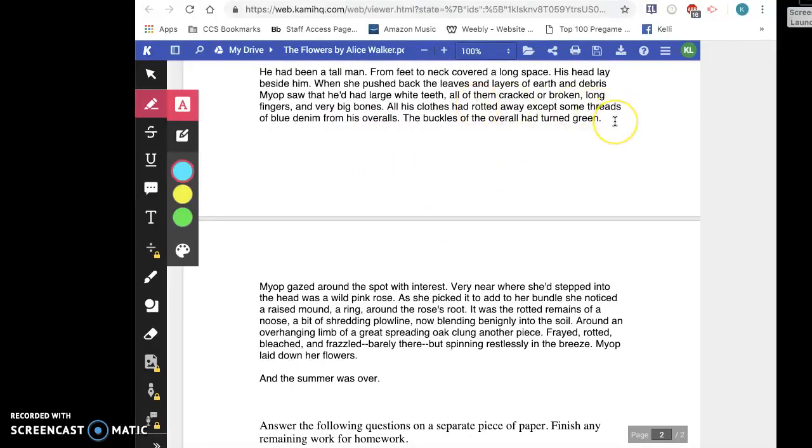He's been there a while. His clothes have rotted away. The metal that is left behind is oxidizing, and he's clearly been there a while.